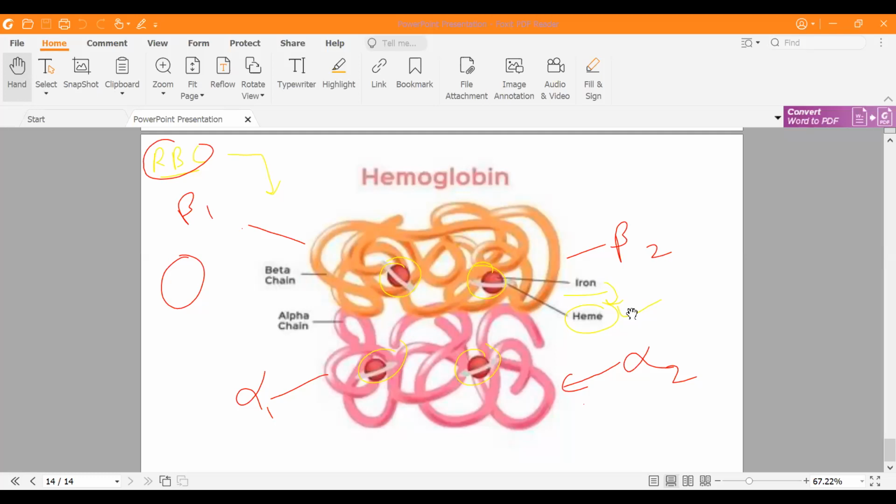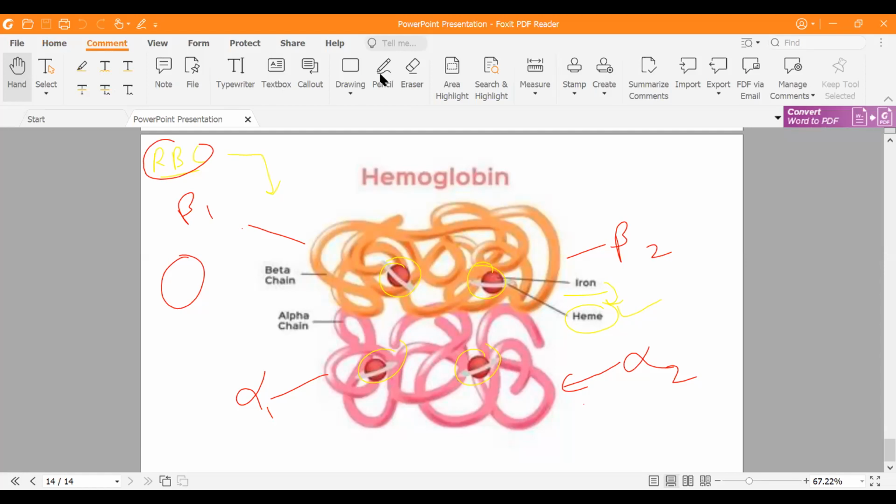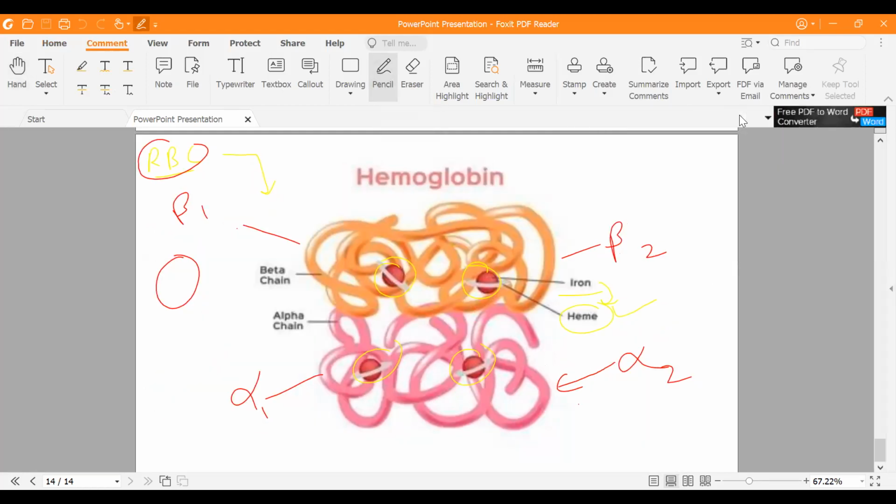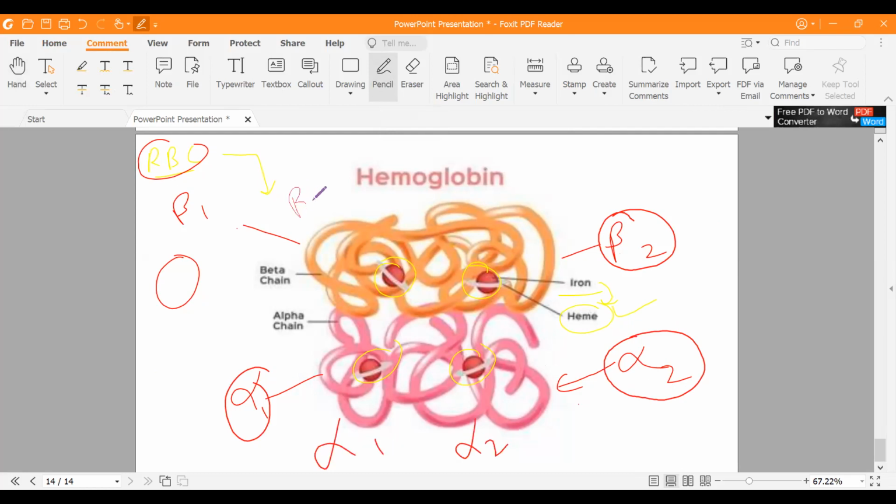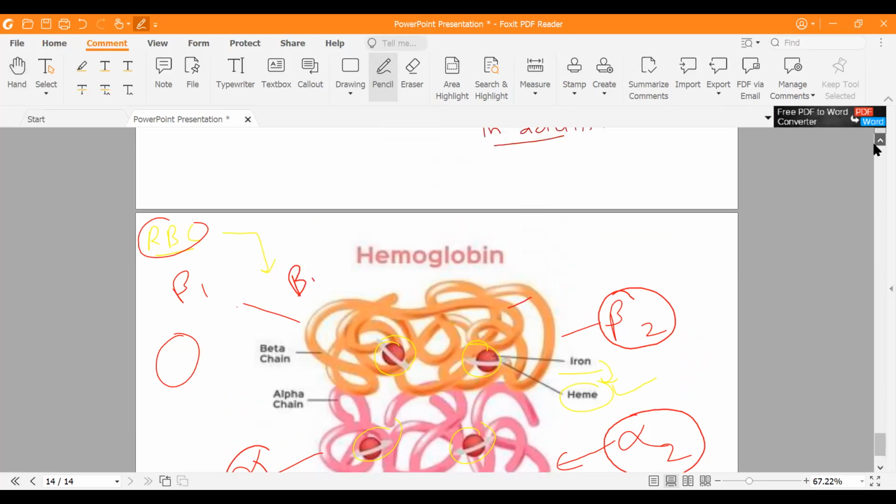So I hope you can see it. Can you see it, guys? Yes, sir. So this is the hemoglobin structure. If you look at this structure, hemoglobin has mainly two alpha chains and two beta chains. It has four polypeptides. This is alpha one, alpha two, and this is beta one, beta two. These orange ones are beta chains. So it has a total of four polypeptides. It is found inside our RBC.